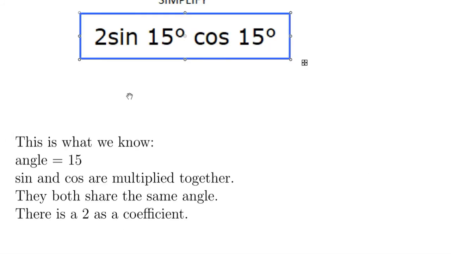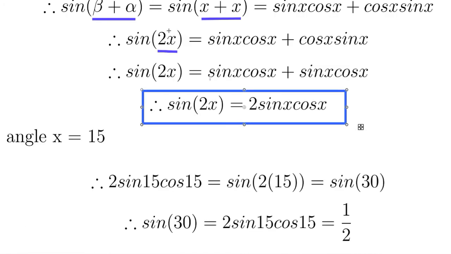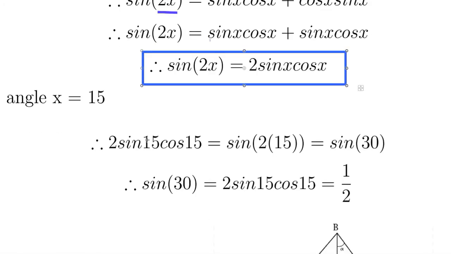So to what degree can we solve the problem of simplifying it? How do we simplify? Well, 2 sine 15 cos 15 must be equal to sine 2x. Sine 2 times 15. So another way of looking at it is if x is 15 in here, then x must be 15 in here. Hence I have sine 2 times 15, which is sine 30. Sine 30 is therefore 2 sine 15 cos 15.